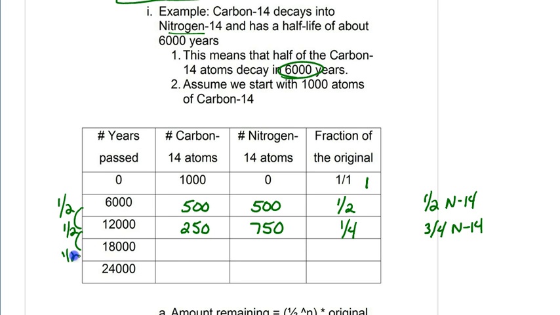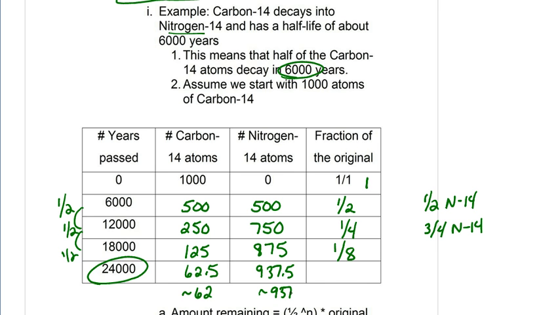Another half-life, so 18,000 years later, half of 250 will be 125, and then the rest of it will be nitrogen-14, so that's 1/8 now of the original. And now 24,000 years later, we're going to have 62.5 atoms of our carbon-14 and 937.5 of the nitrogen-14 atoms. Now, also understand, you can't really have half of an atom, so it would be approximately 62 or approximately 937. And so now we have 1/16 of our original amount.